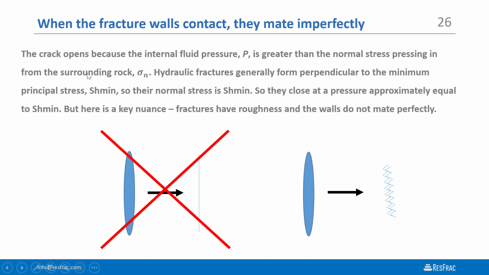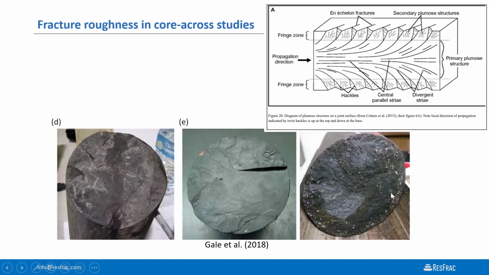So first, again, to recap the point: the crack closes because the internal fluid pressure falls below the normal stress that pushes in on the rock. Hydraulic fractures form perpendicular to the minimum principal stress. When they close, they don't just perfectly close like two mirrors pressing together with nothing left. They have roughness, which is what I'm trying to illustrate with that.